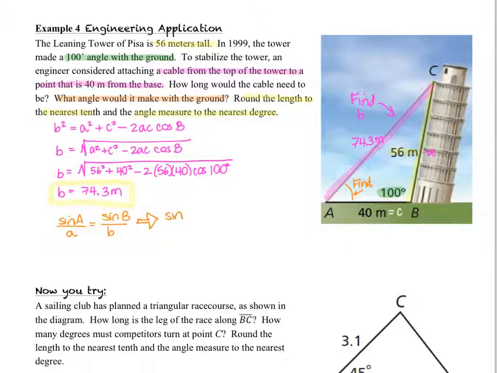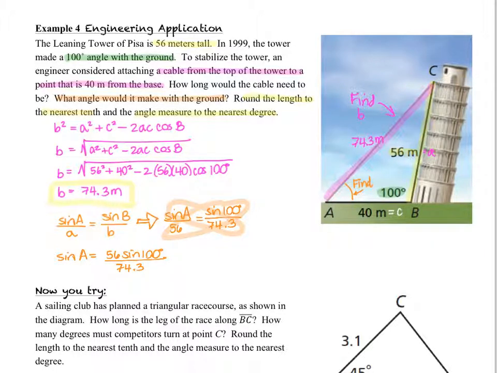Let's plug in our values now. Sine of A is going to stay sine of A because that's what we're looking for. Side length A is 56 meters long. That's going to be equal to sine of 100 degrees, which is the measure of angle B, over side length B, which is 74.3 meters. And now we solve for the sine of angle A. Once again, we rely on our pre-algebra and algebra rearranging skills, algebraic manipulation, and we end up with sine of angle A is equal to 56 times the sine of 100 degrees divided by 74.3.